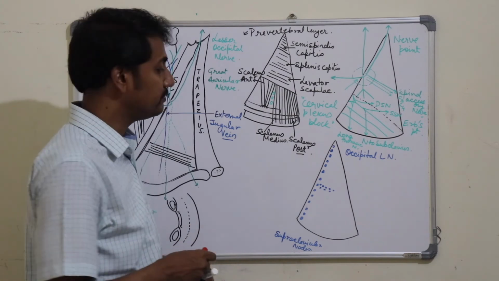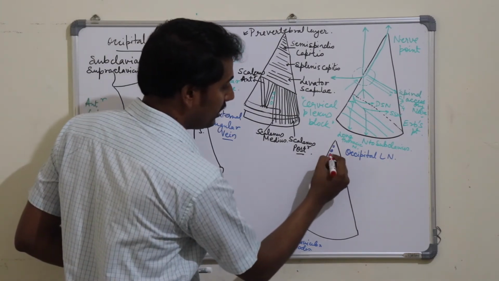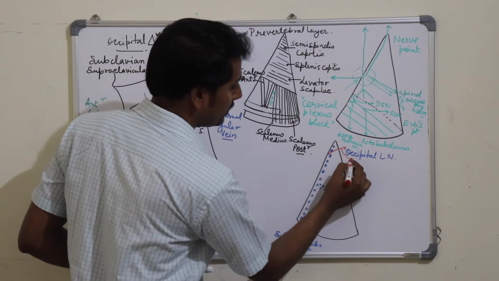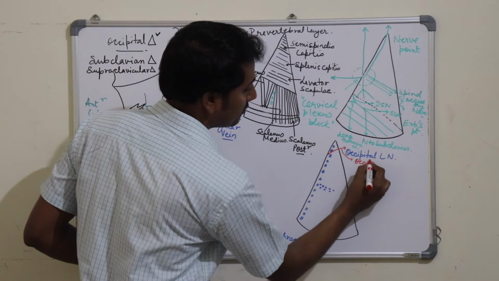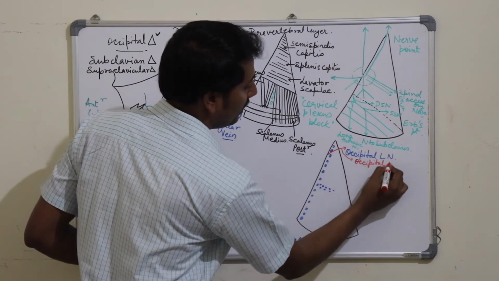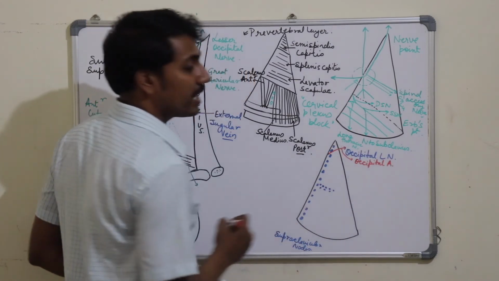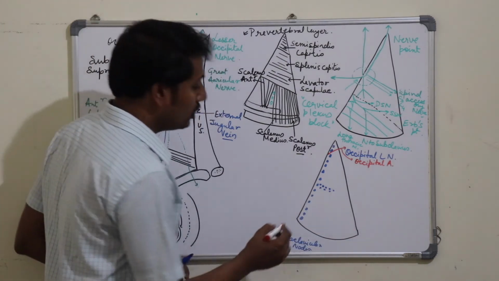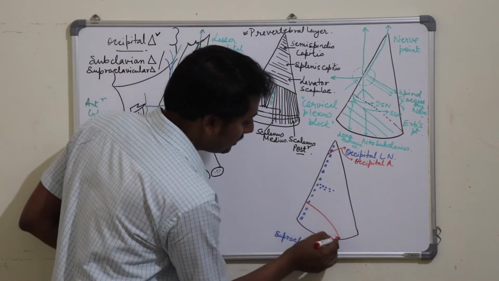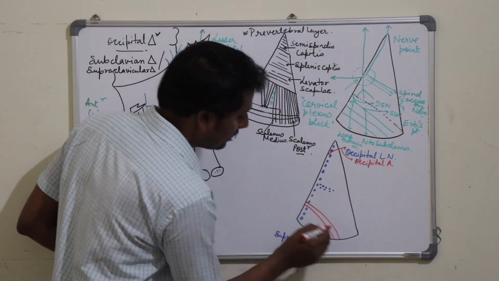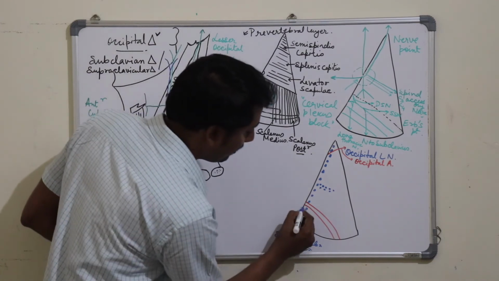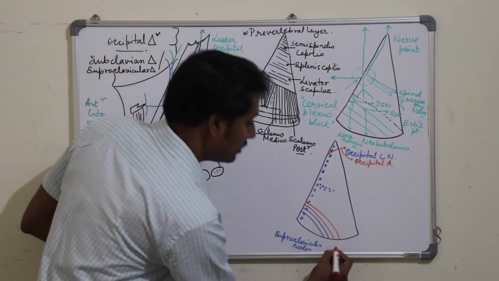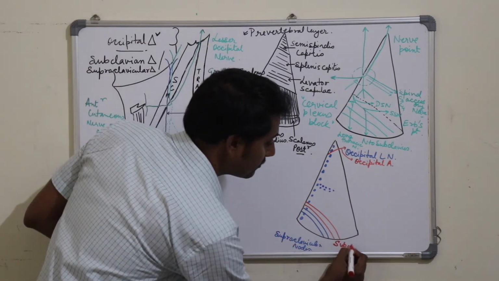Now the vessels. Near the apex of the posterior triangle lies the occipital artery. So this was the occipital artery, which is a branch of the external carotid artery. In the lower part, or the supraclavicular triangle, we will see two big vessels, that is the subclavian artery and the subclavian vein. So these were the subclavian vessels.